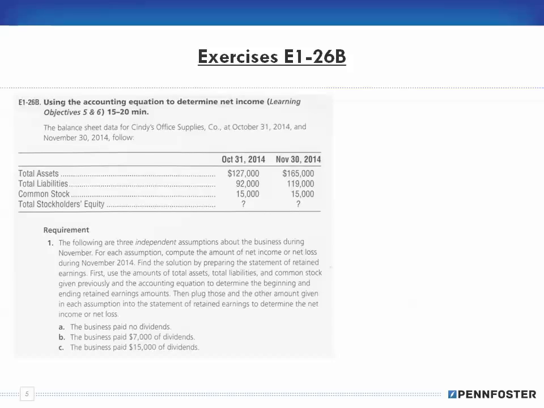1-26B. Using the accounting equation to determine net income. Okay, so we're going to use the accounting equation to determine our net income. And as I'm reading this, I'm thinking things in the back of my head. Assets is equal to liabilities plus equity. And the expanded accounting equation would be plus revenues minus expenses minus dividends. But in trying to figure out the net income, we don't need dividends. So we're only really looking at revenues and expenses, which get closed out to our equity. It's part of the basic accounting equation.